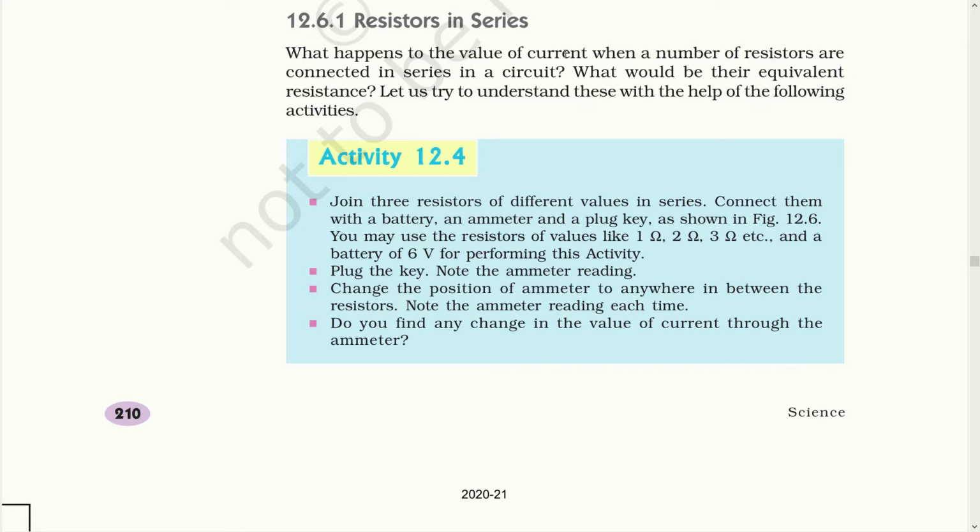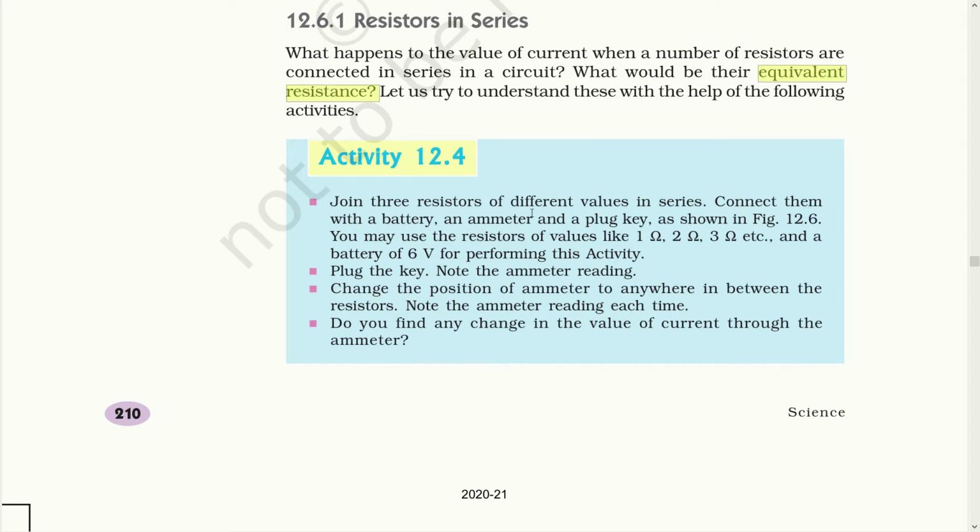What happens to the value of current when a number of resistors are connected in series in a circuit? What would be their equivalent resistance? That means, what would be their total resistance? Let us try to understand with the help of the following activity.